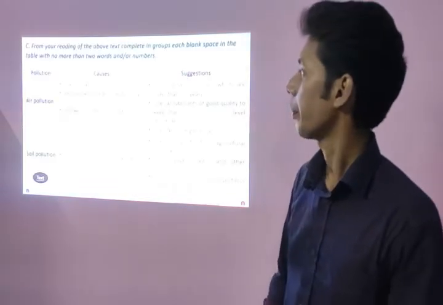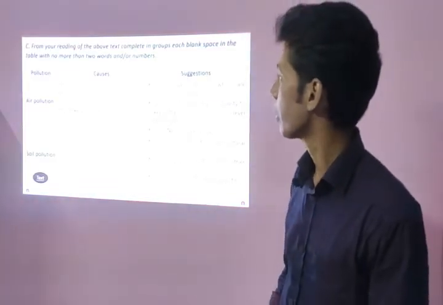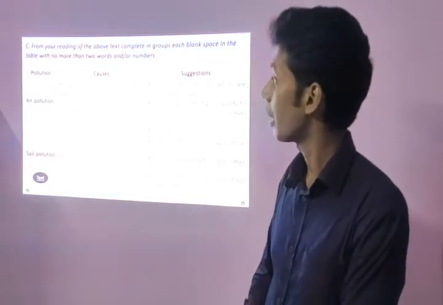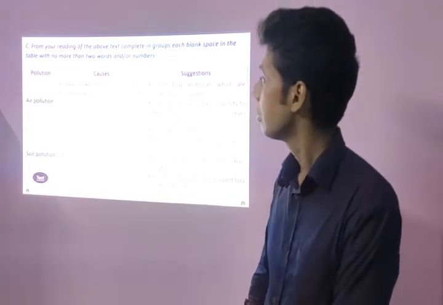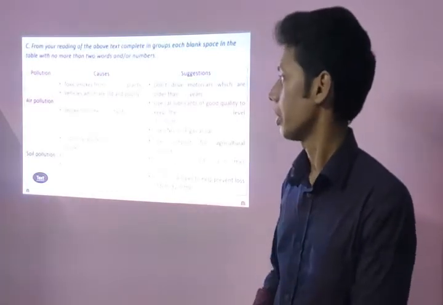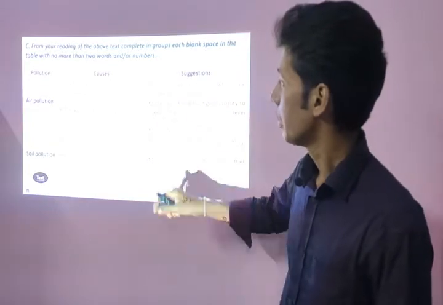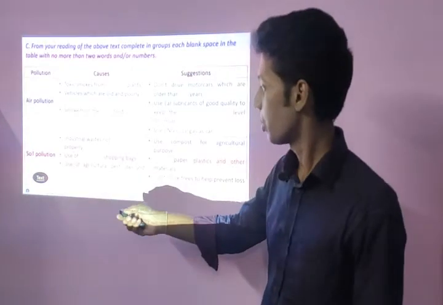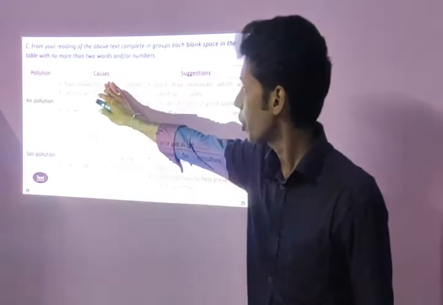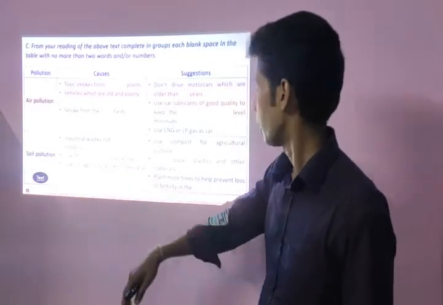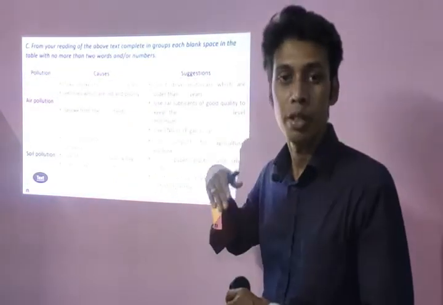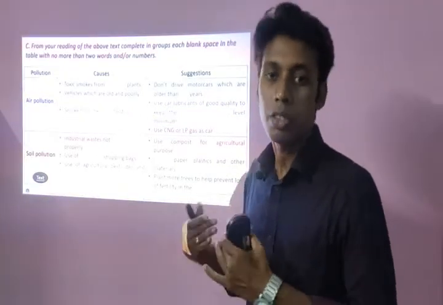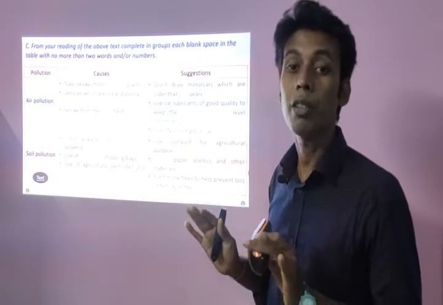From your reading of the above text, complete each blank space in that table with no more than two words and or numbers. So here is the name of pollution, like air pollution, like soil pollution. And here are the causes of air pollution and causes of soil pollution. And suggestions to cope with air pollution or soil pollution. Now you all have understood, I think so.